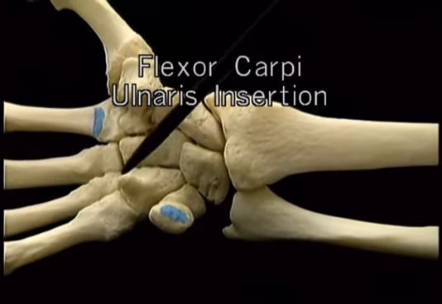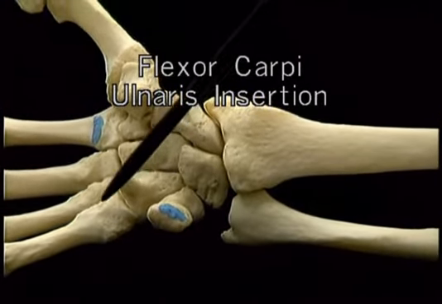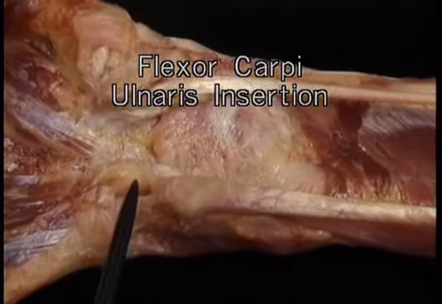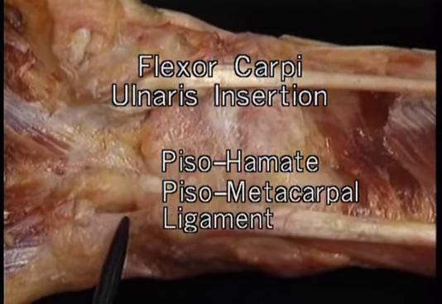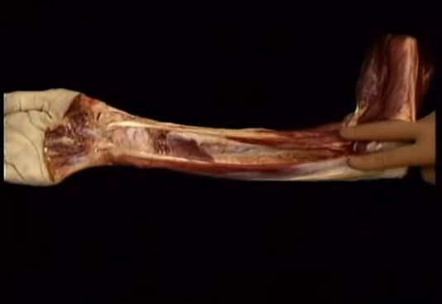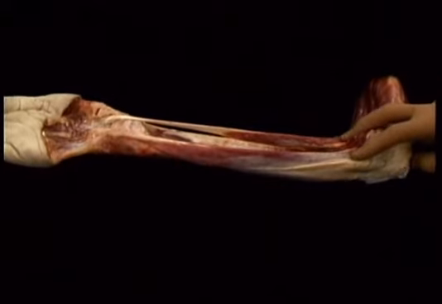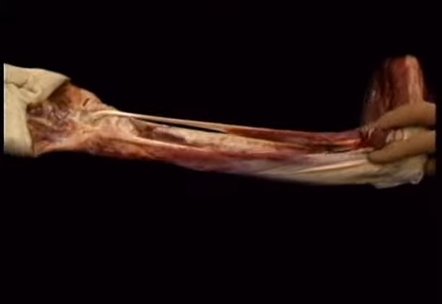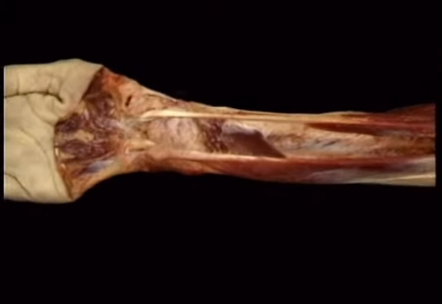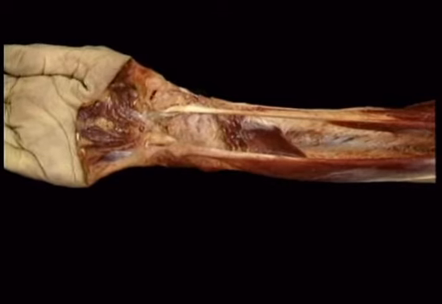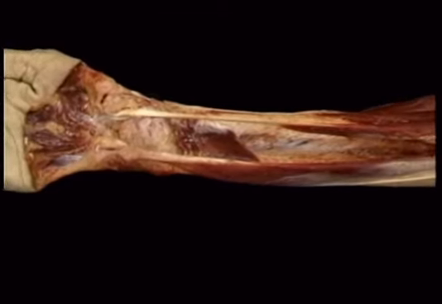From the pisiform, the pull of flexor carpi ulnaris is transmitted to the hamate bone and to the base of the 5th metacarpal by these strong ligaments, the pisohamate and pisometacarpal ligaments. The 2 wrist flexors, acting together, produce flexion of the wrist. Acting separately, the ulnar and radial flexors contribute to ulnar abduction and radial abduction, respectively.